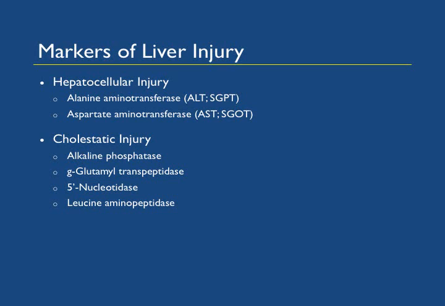The markers of cholestatic injury are four. The most commonly used is alkaline phosphatase. This is found not only in liver, but also in bone, placenta, and intestine. So secondary markers of cholestatic injury are frequently used, and these include gamma-glutamyl transpeptidase, 5' nucleotidase, and serum leucine aminopeptidase.